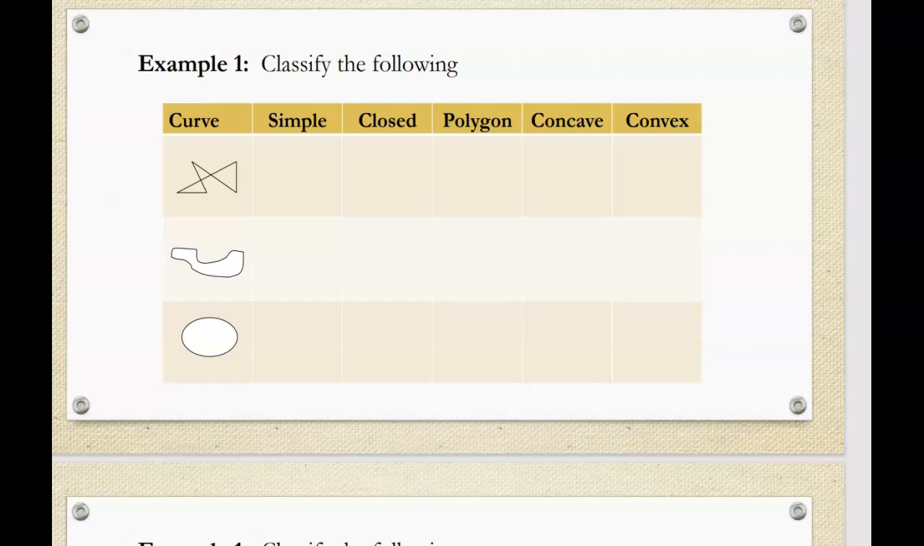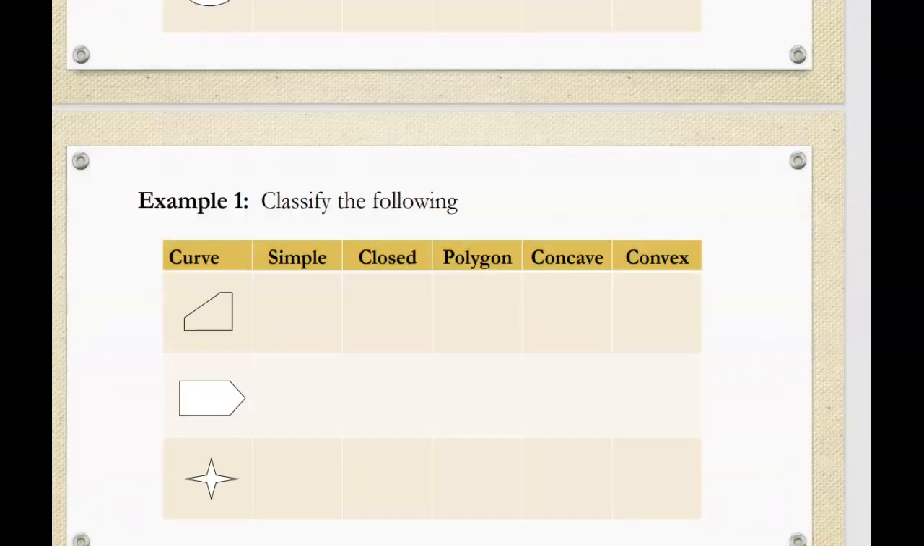This one is not simple. It is closed, but then again, it's none of the others because it's not simple. This one is simple. It is closed, and it is concave because it does come inside of itself. This one is simple. It is closed. It's not a polygon because it doesn't have straight lines. It is not concave because it doesn't cave in, so it is convex. And this next one is the exact same slide for some reason. I forgot to take it out.